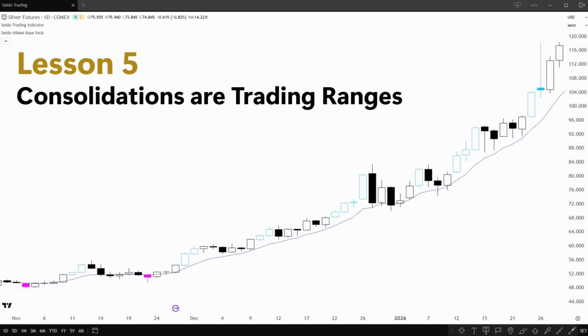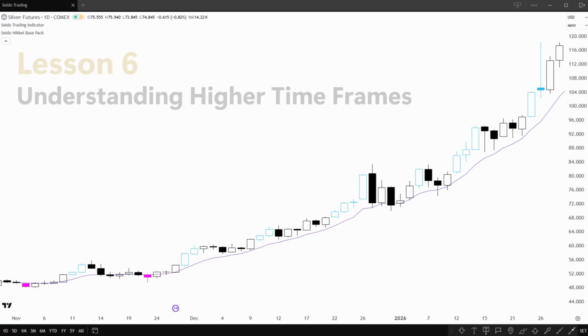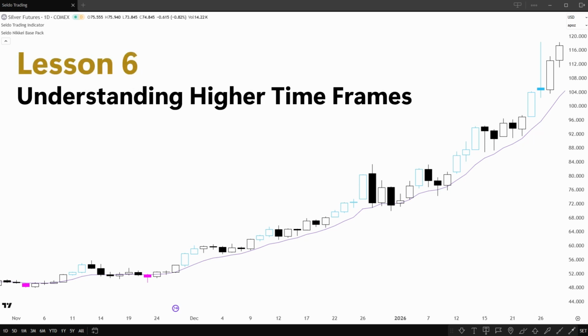That is lesson 5. You now understand that every consolidation is a trading range, why consolidation patterns work, how traders use the range structure to trade, and how the same pattern appears across timeframes. In the coming lessons, we will cover higher timeframes and how they shape your read of price.